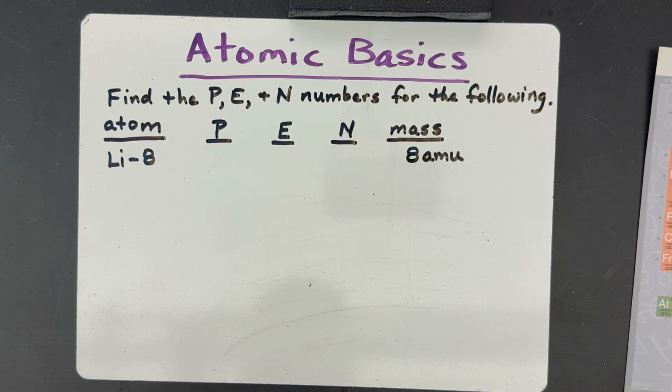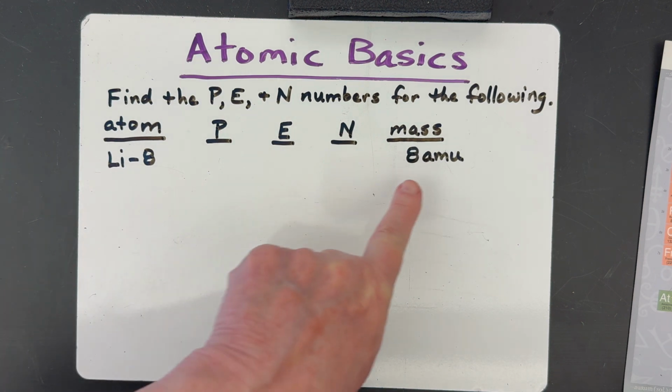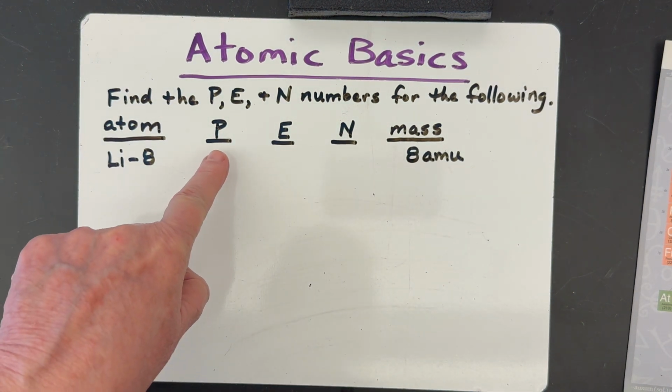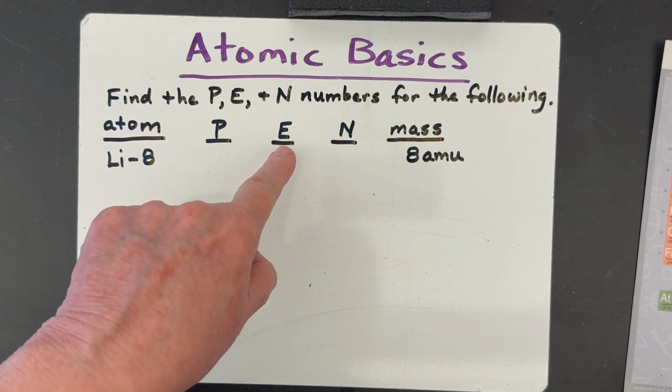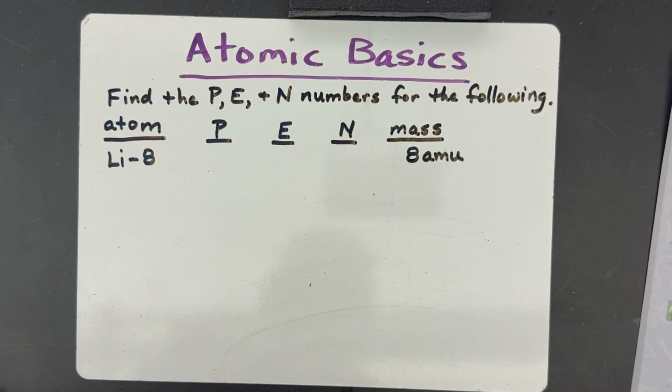Now to figure out all the rest, we're going to have to go to the periodic table. But don't get the mass from the periodic table. Remember, our mass for these are changing because our numbers of neutrons are changing. So we do not use our periodic table for our mass, but we can use it to find our protons and electrons, and then we can use math to find our neutrons.